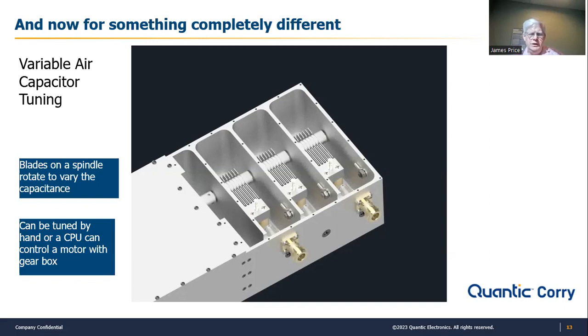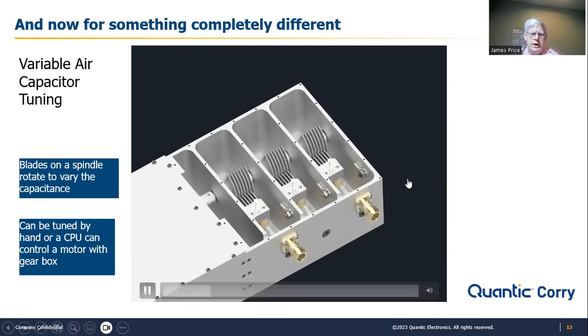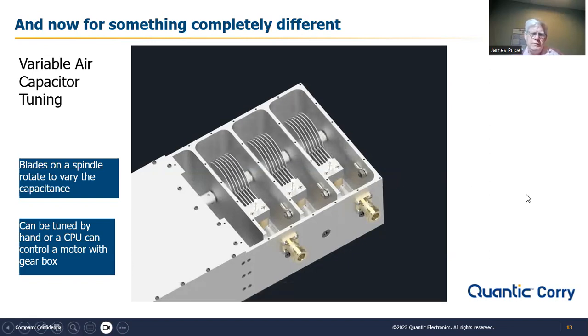capacitors. These capacitor plates move with frequency. If you can see them there, they move, capacitance getting smaller and smaller as you move it away from the blades, and now it's getting larger and larger. So you get a smooth tuning operation like that. So those are blades on a spindle. You can turn that spindle by hand.